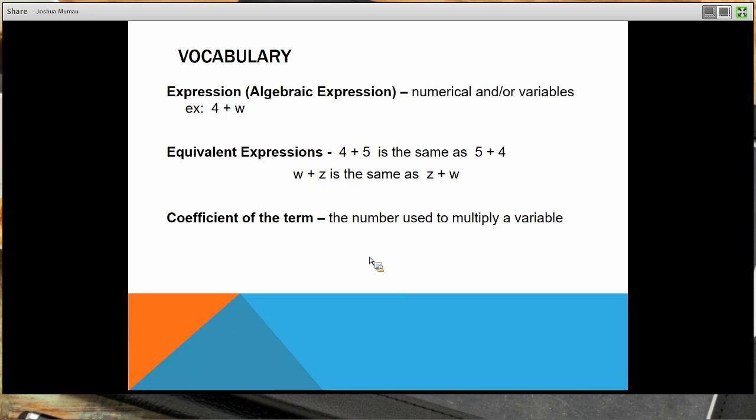The coefficient of the term is the number used to multiply a variable. For instance, 4x, 4 is the coefficient. wxy, 1 is the coefficient. If there is never a number in front of the variables, and no minus sign or negative sign, then the coefficient is 1. And why is that? Because anything times 1 is itself. So 1 is the coefficient for wxy.